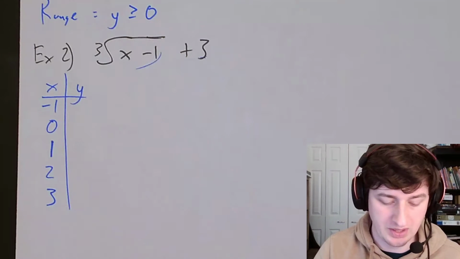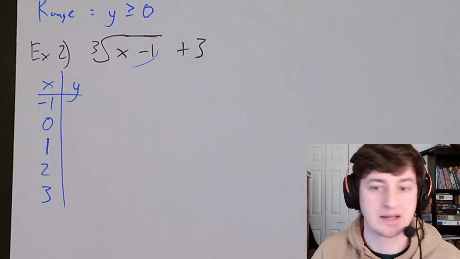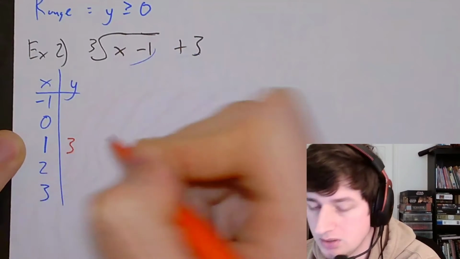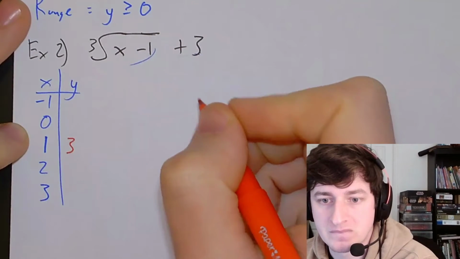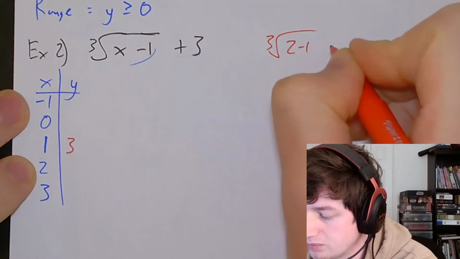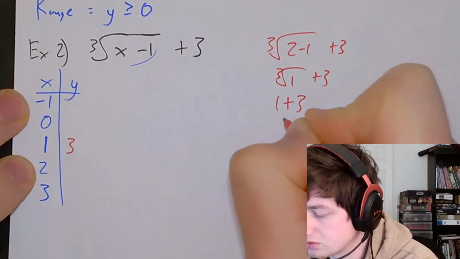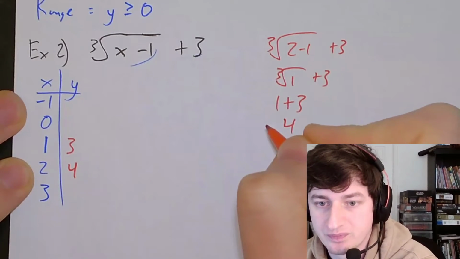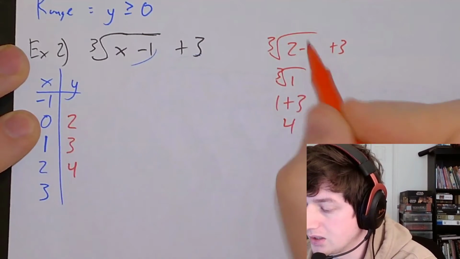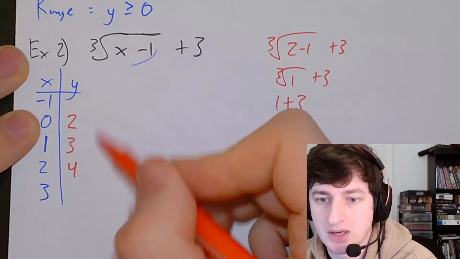Okay. So then some of these numbers are going to simplify really easily for the cube root, and some of them are not. When we put 1 in here, we get 0 plus 3, so this is going to be a 3. If I put 2 in here, we get the cube root of 2 minus 1 plus 3. The cube root of 1 is 1, plus 3, so this is 4. This is 2 because it's the other way. You get a -1, and then it's -1 plus 3. And then these two are going to be decimals.